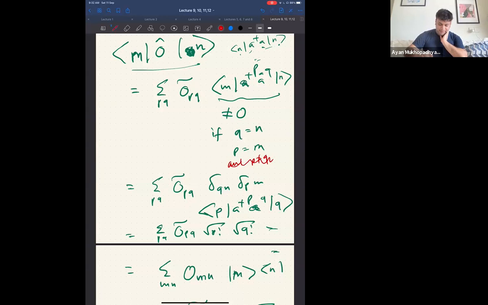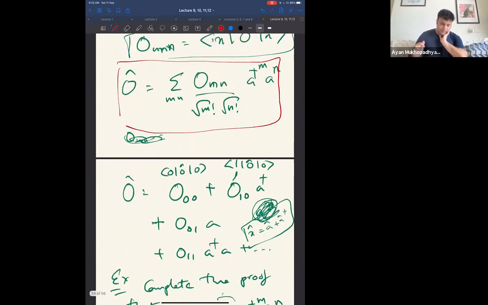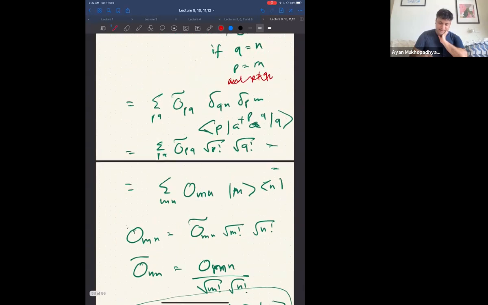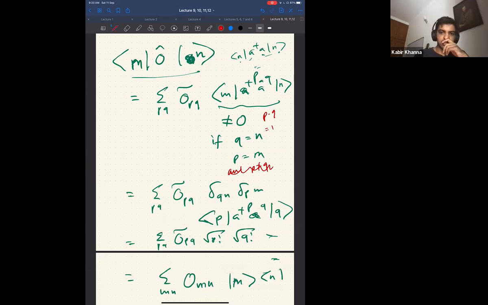Okay, so let's begin with the task that we gave last time, which was to show that for the harmonic oscillator, any operator can be written as a sum of products of creation and annihilation operators. And there I made a mistake last time, saying that this matrix element is not equal to 0 only if Q is equal to N, P is equal to M. That's not true. So if P minus Q equals, sorry, what did you say? P minus Q will be M minus N, I think. M minus N.